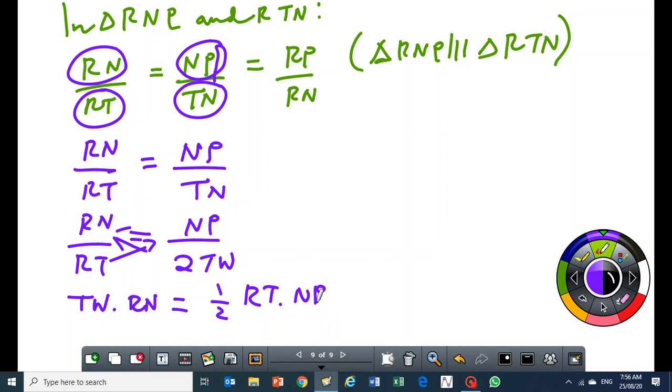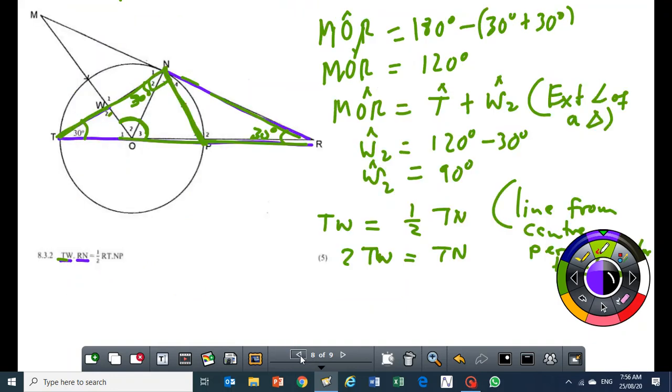So the major part of the question was this part. How many of you did this part? How many of you proved that W2 is 90 or W1 is 90, or you proved that NWO is 90 degrees? Raise your hand. 1, 2, 3, 4, 5. Okay, only a few of you. The others didn't do it. So why didn't you do it like that?